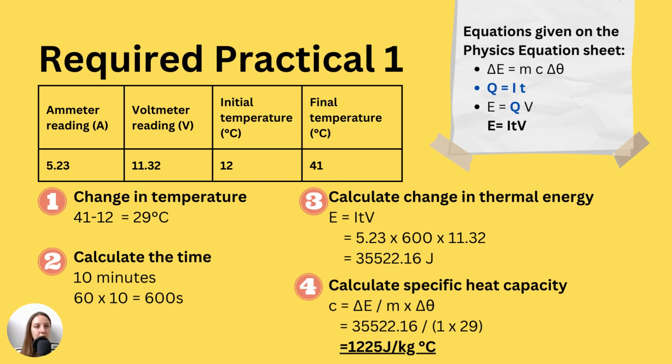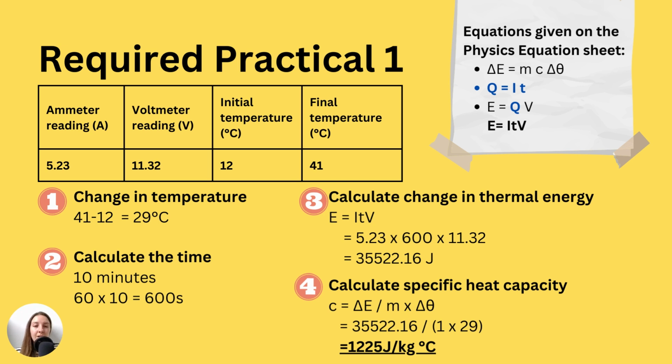So this is where a lot of students find this quite tricky because they've got to do multiple steps. Let's go through it together and let's understand. So first step, change in temperature. Calculate that: 41, the final temperature, minus the initial temperature of 12. That's 29 degrees difference. We then want to calculate the time. Well, we know this took 10 minutes. So we want time in seconds. Every minute has 60 seconds. We do 10 times 60, and that gives us 600 seconds.